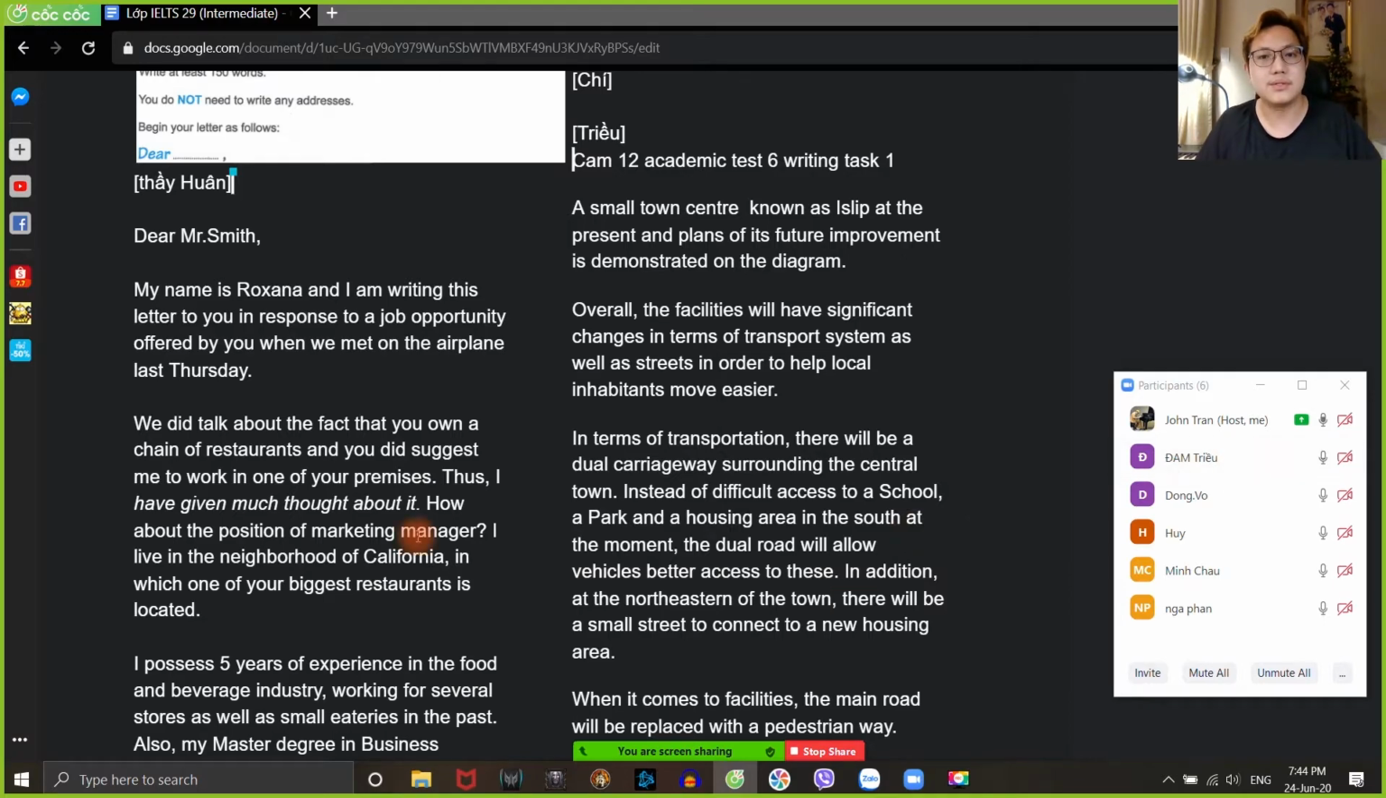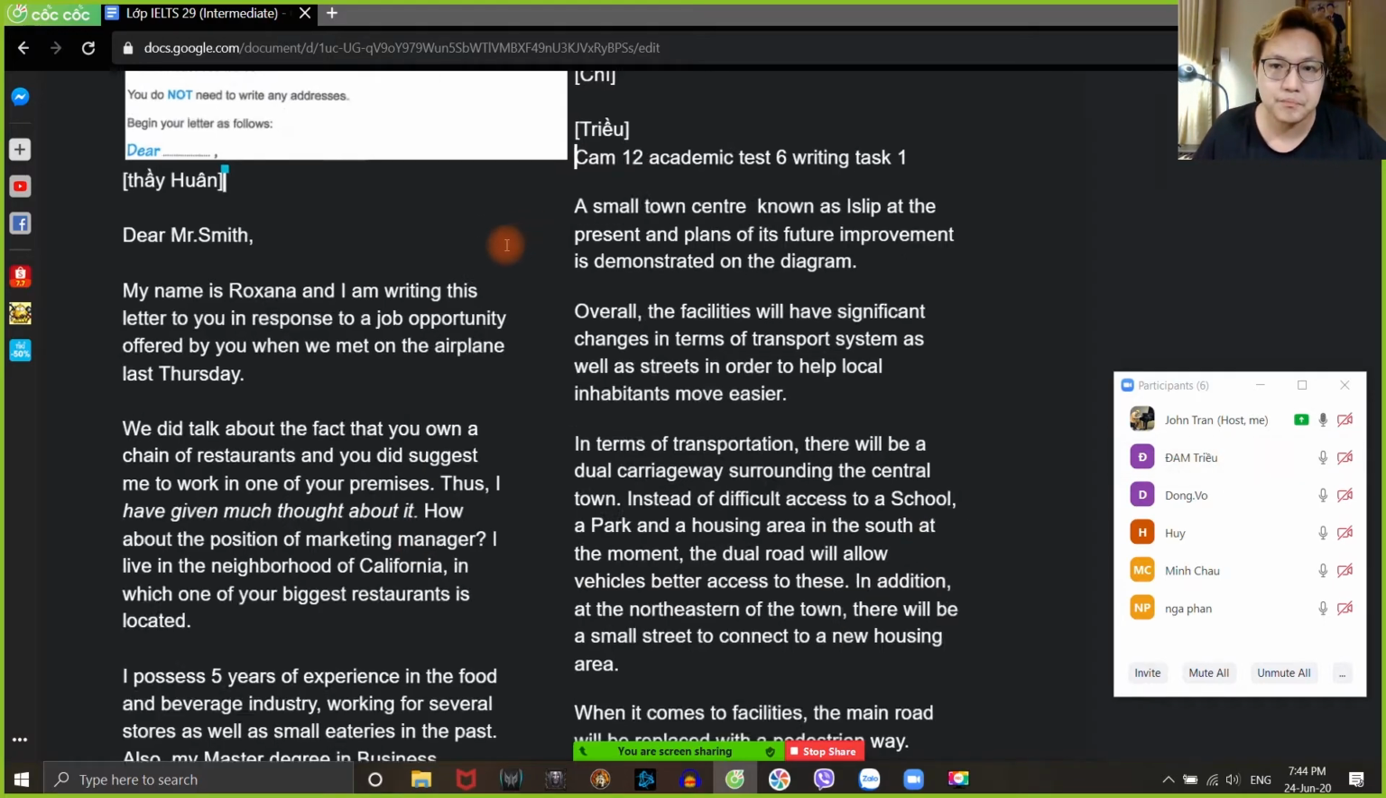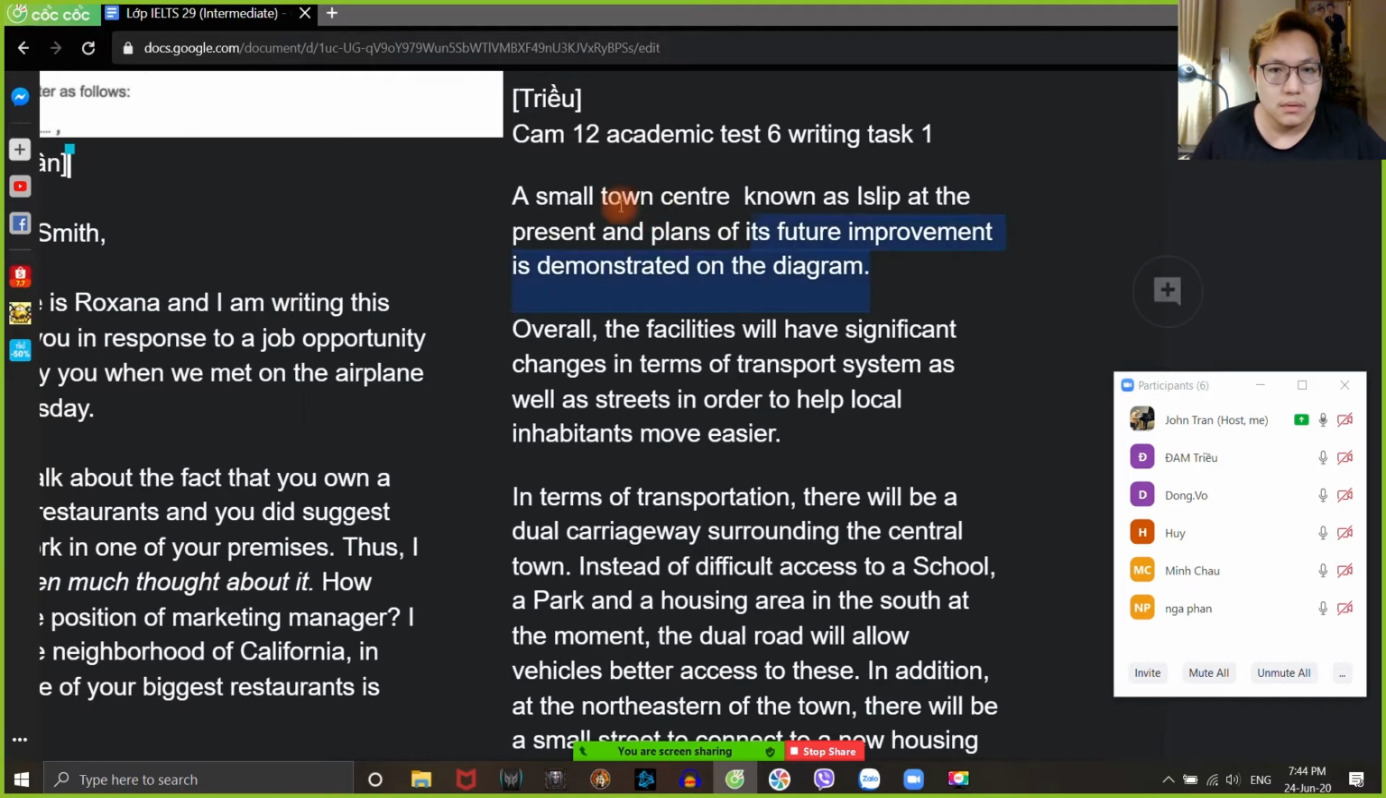Yeah, I'm here. All right, so this is your academic writing. Opening nè. A small town center known as Islip, một khoảng trống nè. At the present and plans for future improvement. Sự cải thiện tương lai cũng được, thay thế cho development. You can say future improvements, okay. It's demonstrated on the diagram.